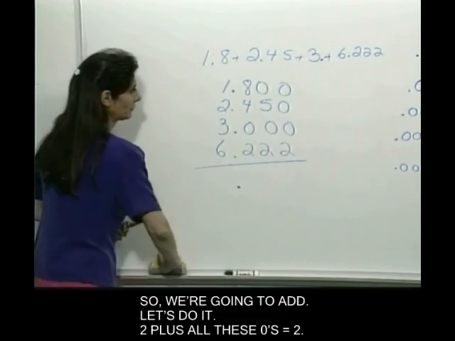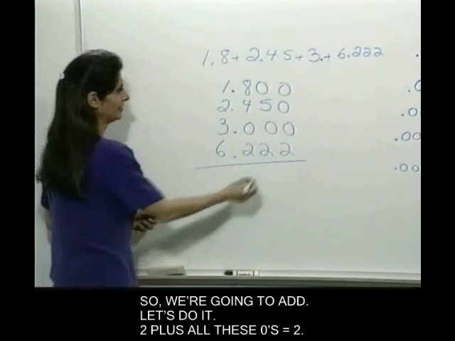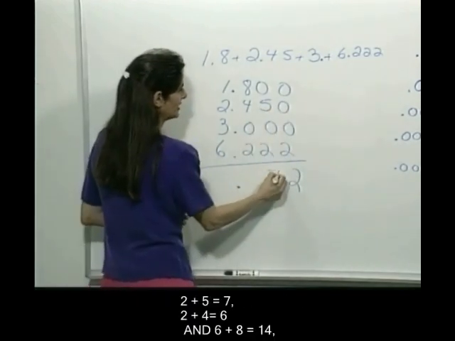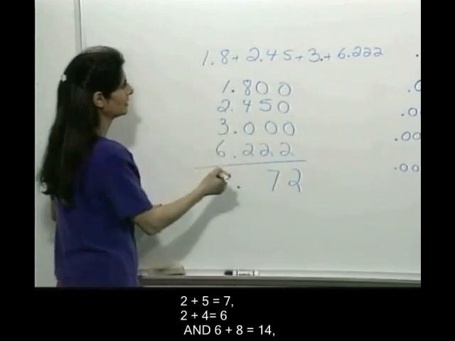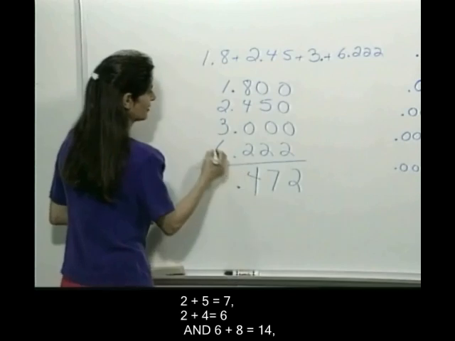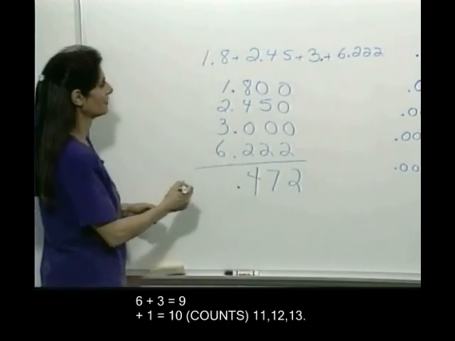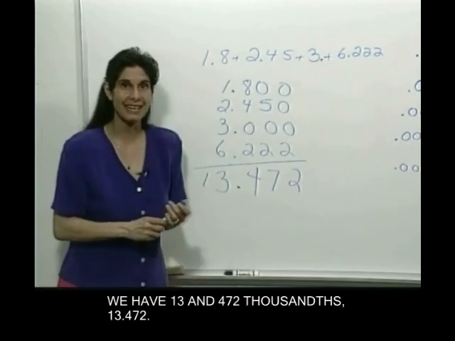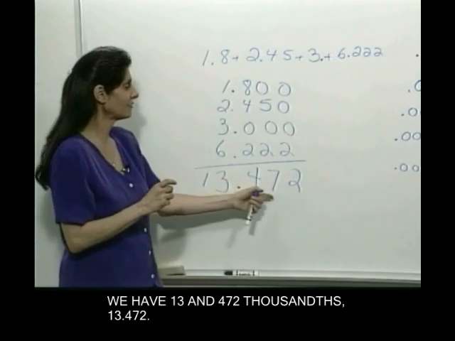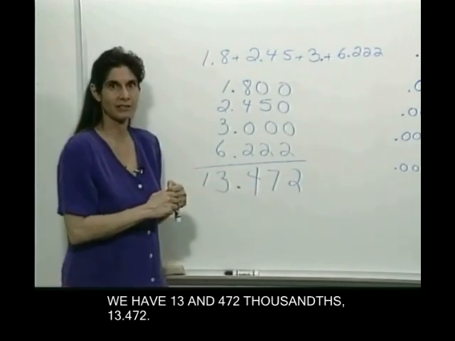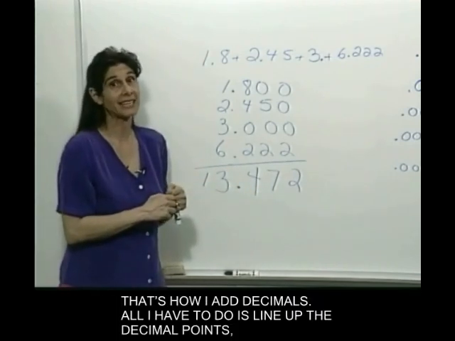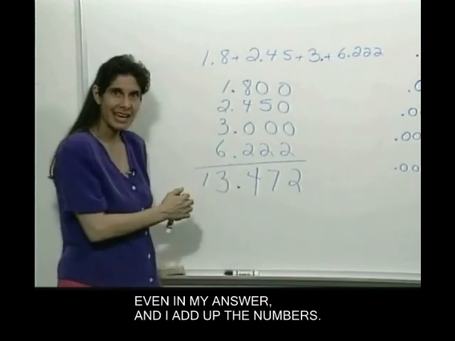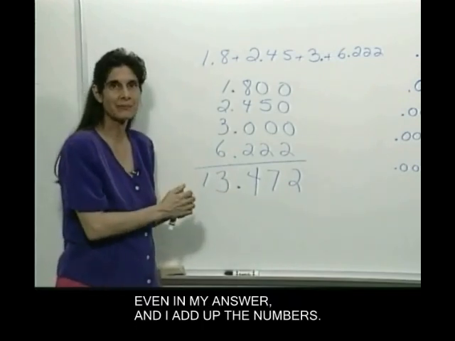So, we're going to add. Let's do it. 2 plus all these zeros is 2. 2 plus 5 is 7. 2 plus 4 is 6, and 6 and 8 is 14. 6 and 3 is 9, and 1 is 10, 11, 12, 13. What do we have for an answer? We have 13 and 472 thousandths. That's how I add decimals. All I have to do is line up the decimal points, even in my answer, and add up the numbers.